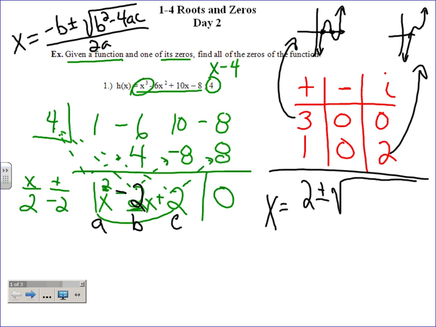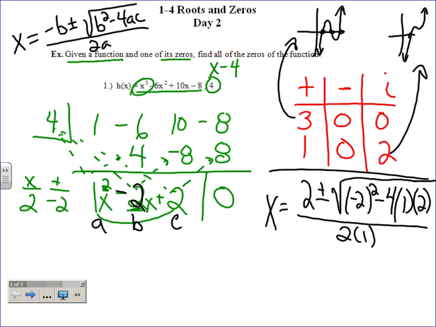Now it says to take b, whatever it is, and square it. So I'm just going to write that out so we can see it. So take negative 2 and square it. Minus 4 times whatever a is, which happens to be, in this problem, 1. Times c, which happens to be 2. All divided by. That's where a lot of people actually make a mistake. It's the whole thing divided by, not just the radical, but everything. Divided by 2 times a, and a happens to be 1.